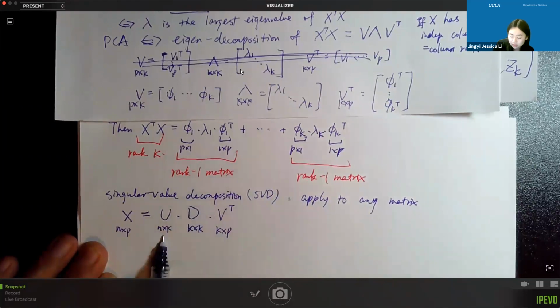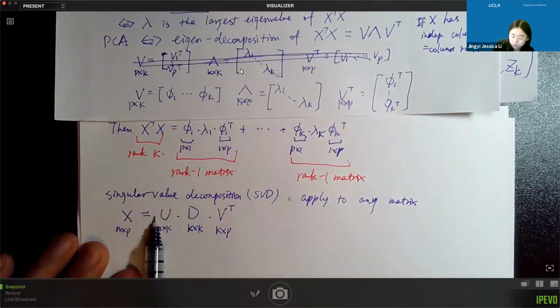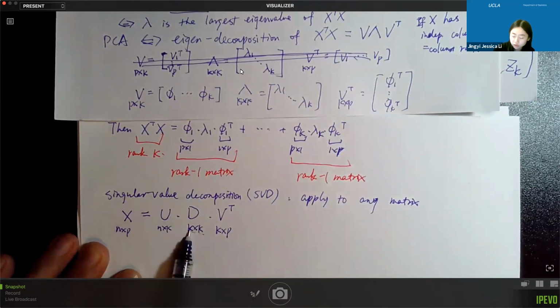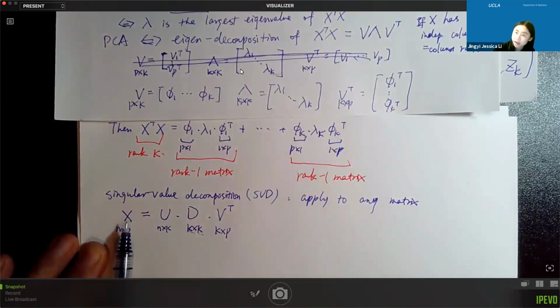So this is something very interesting: we call U the left singular vectors, V the right singular vectors, and D is a diagonal matrix whose diagonal entries are the singular values. Here we only keep the K non-zero singular values, which is equal to the column rank of X. So it is the same as the previous K.